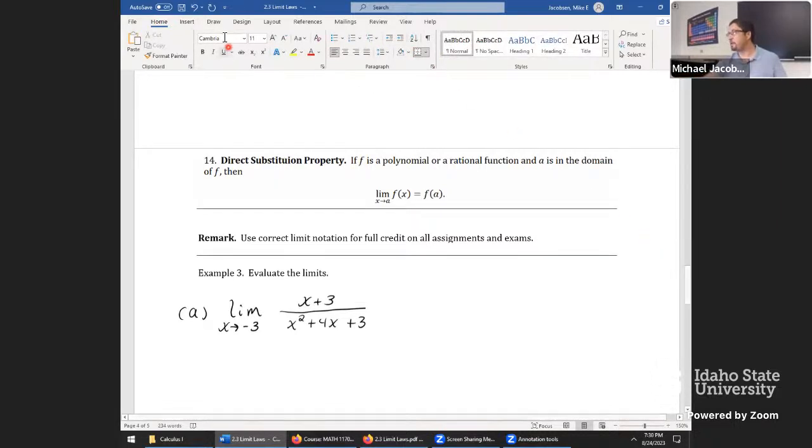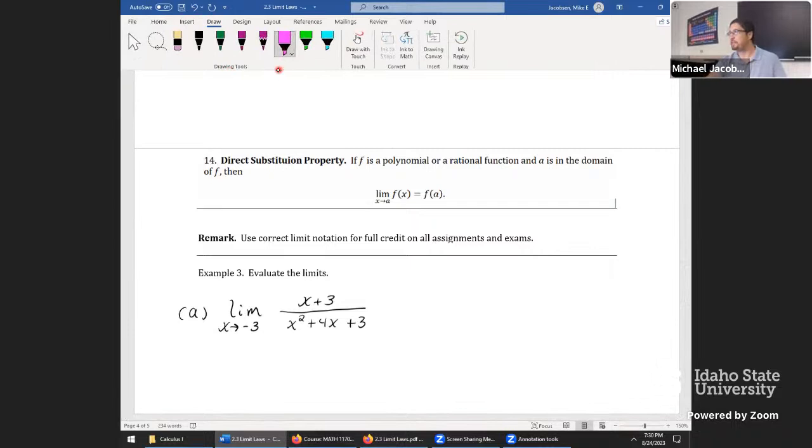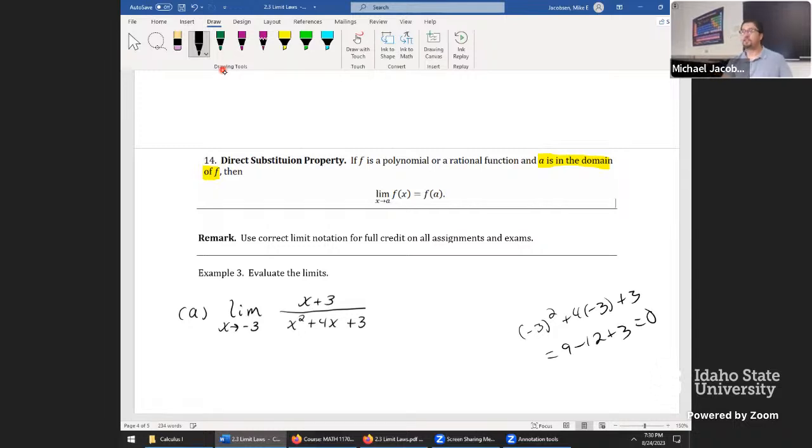But the direct substitution property does have one problem if you're dealing with rational functions. It says A is in the domain of your rational function. Well, rational functions have excluded values that are not in the domain, so we may well have an issue with this one. If you plug -3 into this entire thing, I'll just write this out as scratch work. We'll get 9 minus 12 plus 3. That's 0. So that tells us -3 is not in the domain of this rational function.